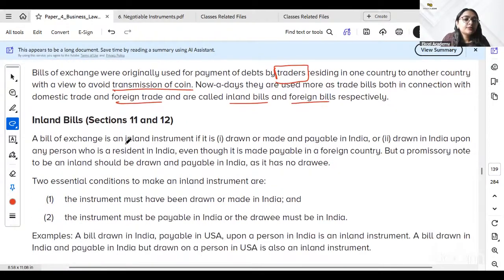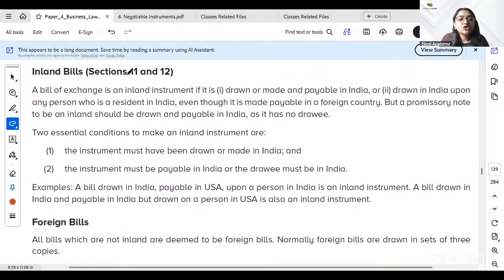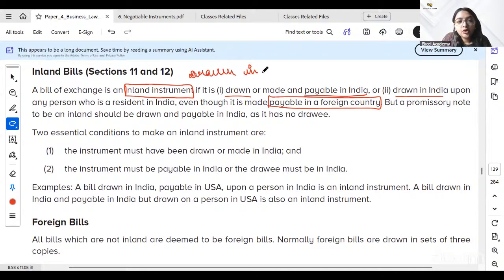Next comes inland bills. A bill of exchange is an inland instrument if it is drawn or payable in India. So inland is within the country. Drawn in India, even though it is payable in a foreign country. So in case of an inland bill, payability does not matter. Whether it is payable in India or a foreign country, what matters is that it should be drawn in India.